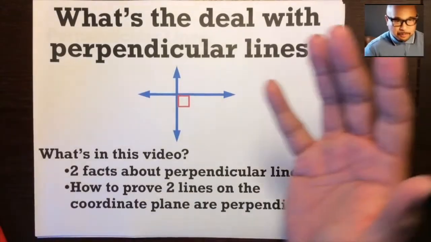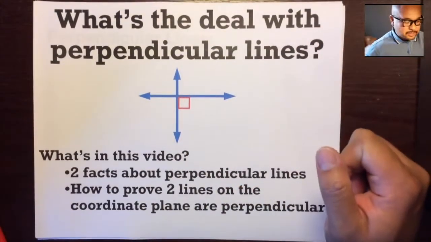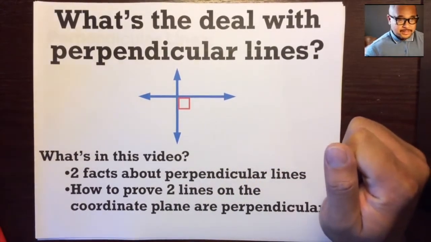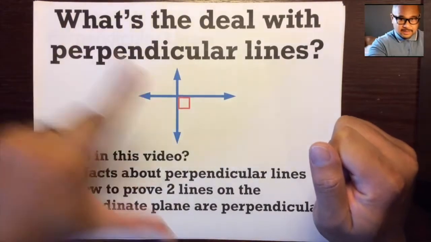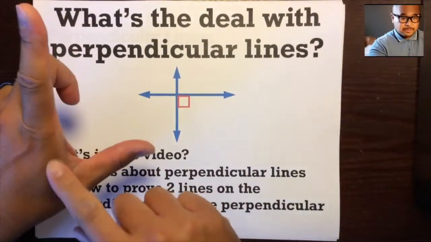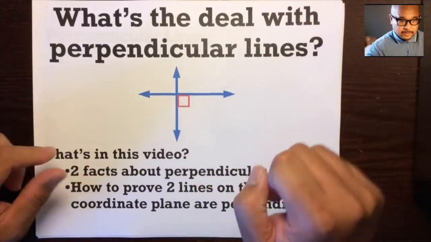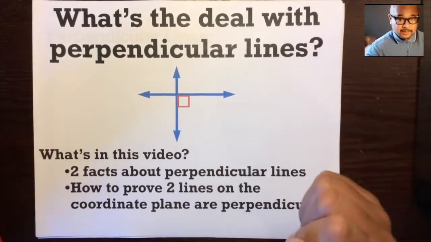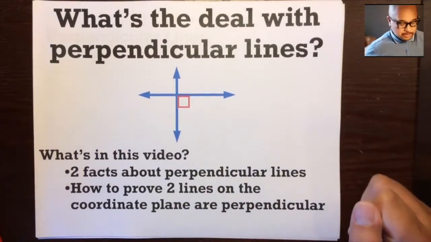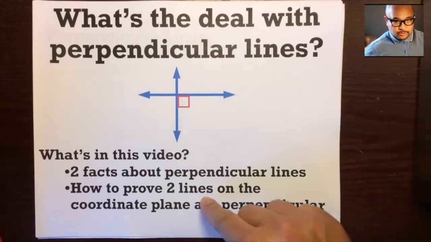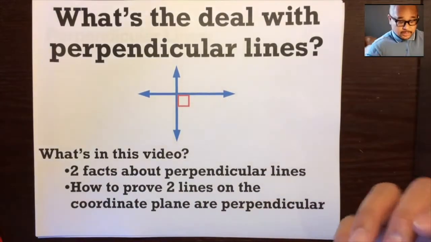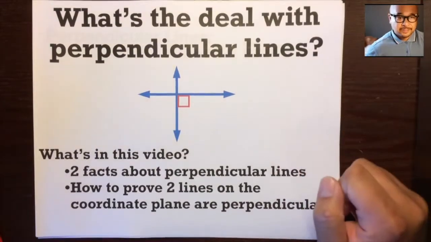So what's the deal with perpendicular lines? This is what's in this video. Well, two facts about perpendicular lines. You just learned one fact: they make L's or upside down T's or T's, but they really make 90-degree angles, or right angles. And so we have one fact. I'll teach you about the other fact about perpendicular lines, and I'll show you how to prove that two lines on the coordinate plane really are perpendicular, or two lines on the coordinate plane really do make 90-degree angles.